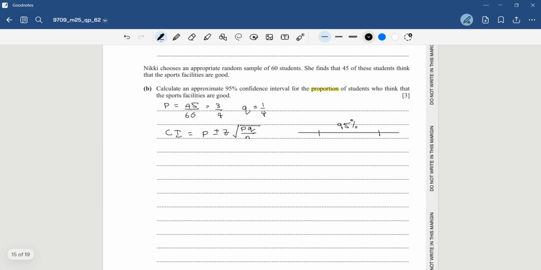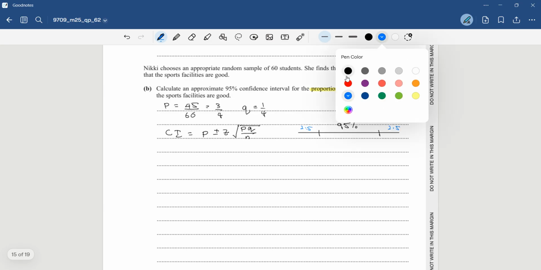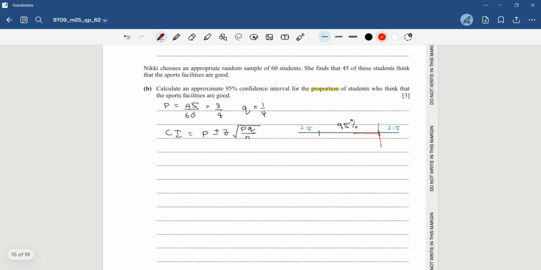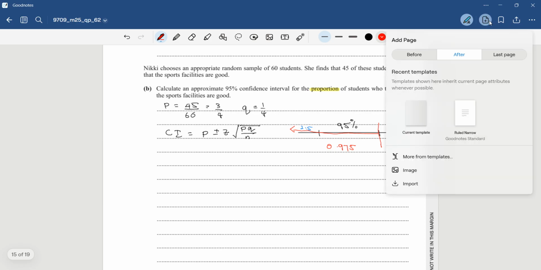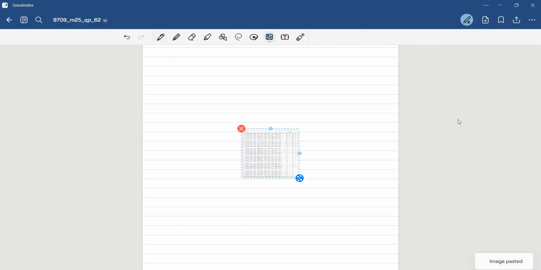Okay, but when you want to find the z score, you cannot find the z score for the in-between. So what we do, if this is 95%, we divide this into two. So here will be 5% and divided by 2 is 2.5. So here will be 2.5 and here will be 2.5. So when you want to find the z score, it's going to be from here all the way down. So you're going to look for 0.975.